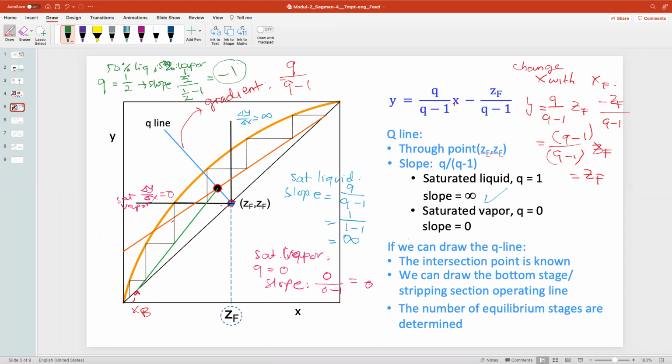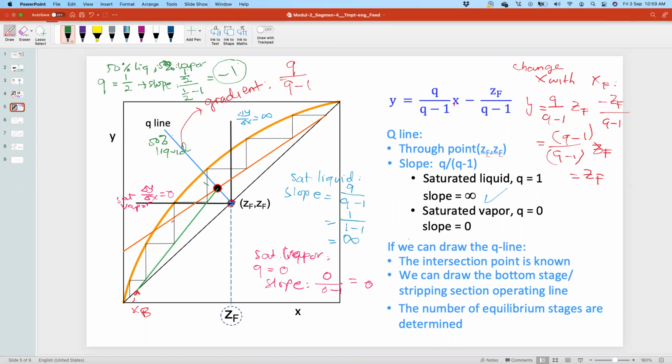So a slope of minus 1 means delta y is minus delta x divided by delta y, so maybe around this one. This is when you have 50% liquid. You got it? So this is your Q line if it is saturated vapor. This is your Q line if it is saturated liquid. And this one is when you have 50% liquid and 50% vapor. Then you can draw the Q line, draw the bottom stages, and calculate the number of equilibrium stages.